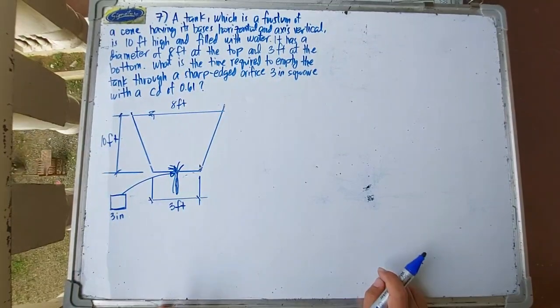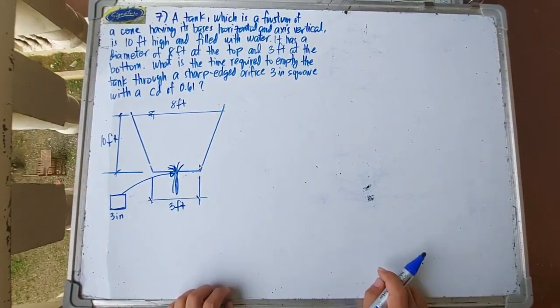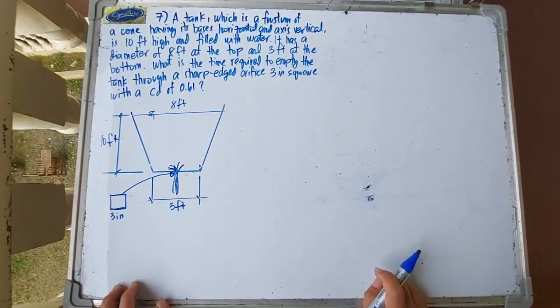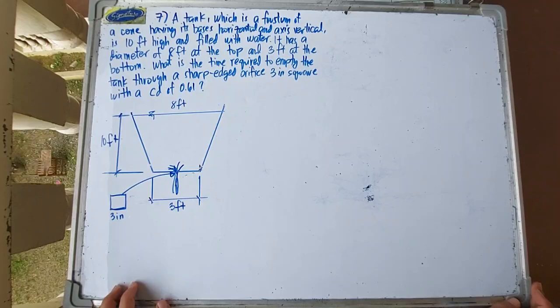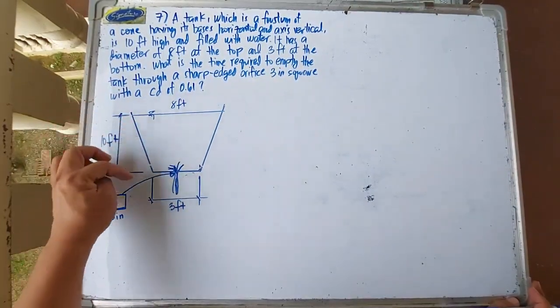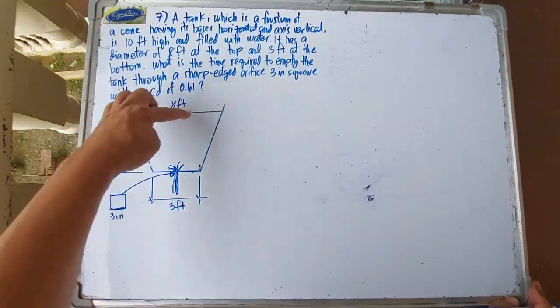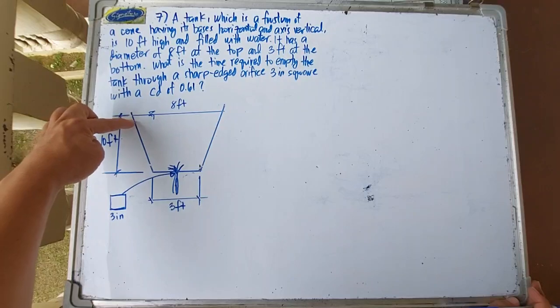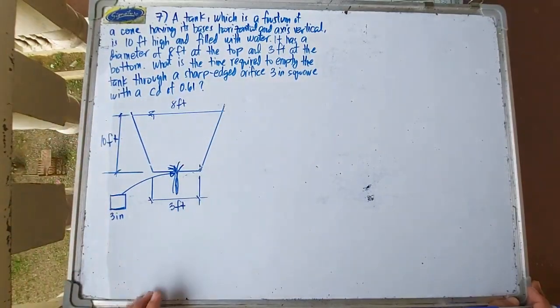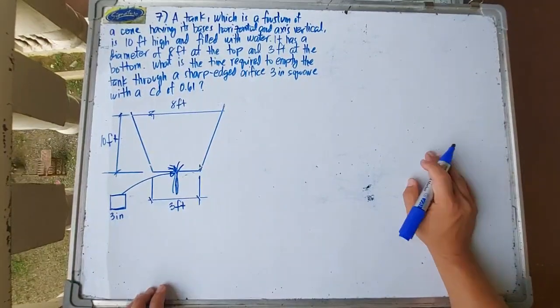So we are going to compute the time required to empty the tank. We definitely cannot use the formula for constant cross section, since obviously the cross section of the tank varies relative to the height. The cross section is different when the water surface is here, and different when it is there. So we cannot use the derived formula for constant cross section.